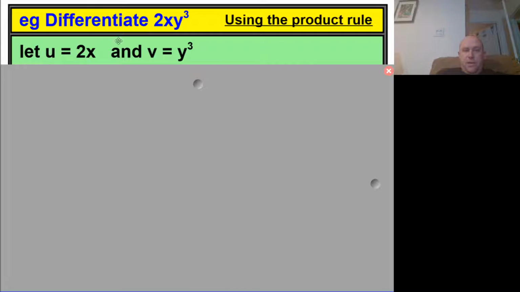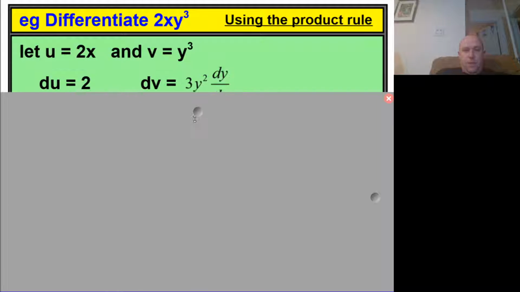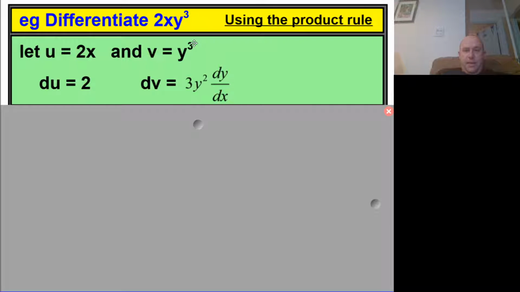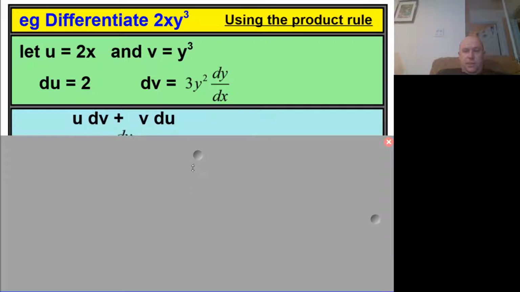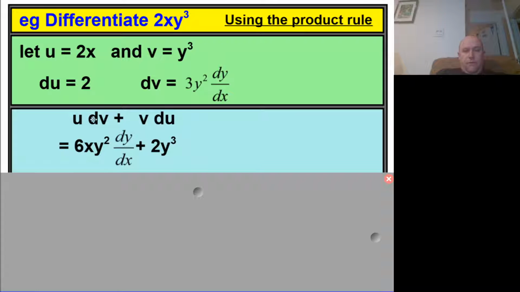So we're going back to that earlier unit. Set up for u and v. Differentiate both independently. Bring the power to the front, decrease the power by 1. As it's a y, put dy by dx in. And then we can use our formula for the product rule here. Substitute in.